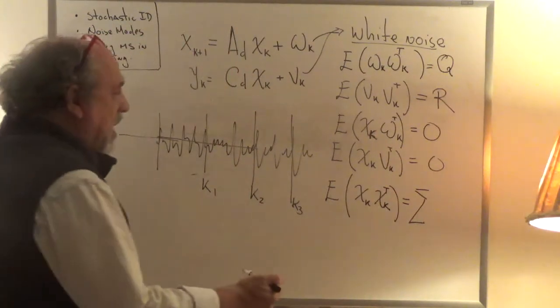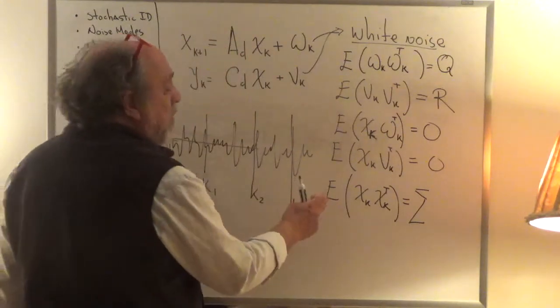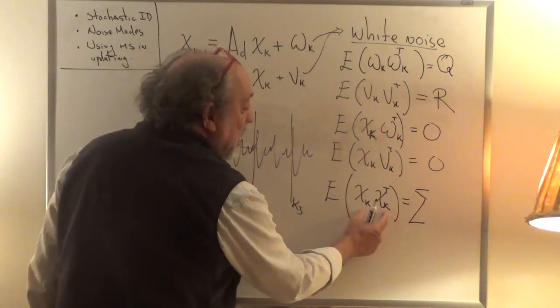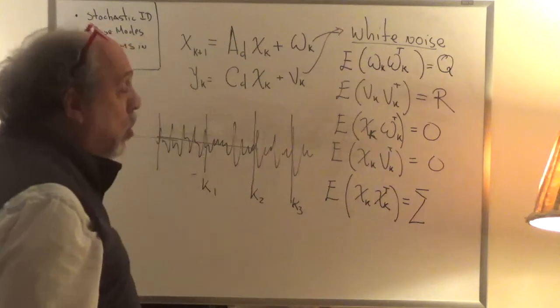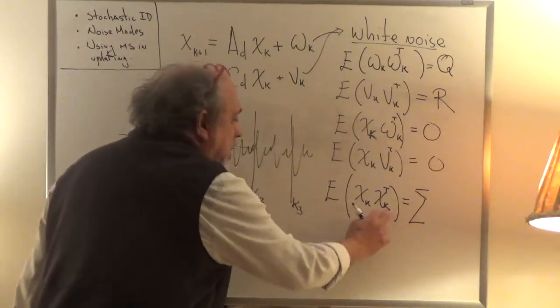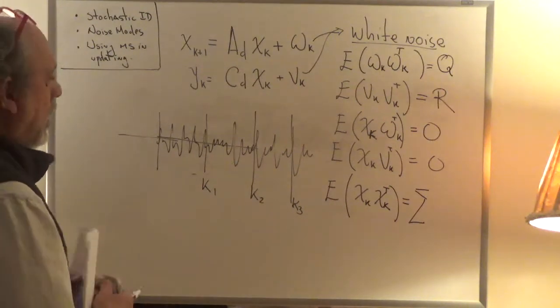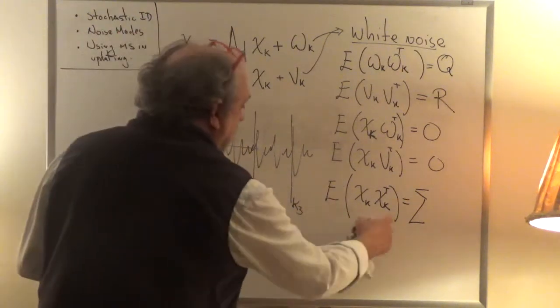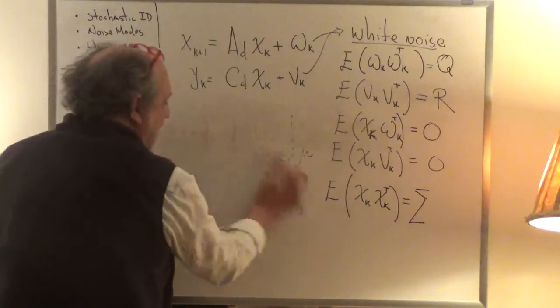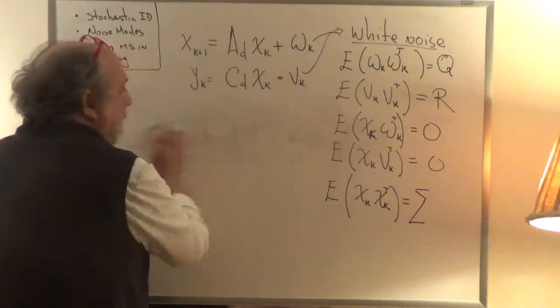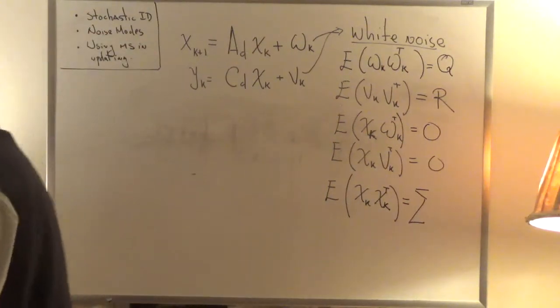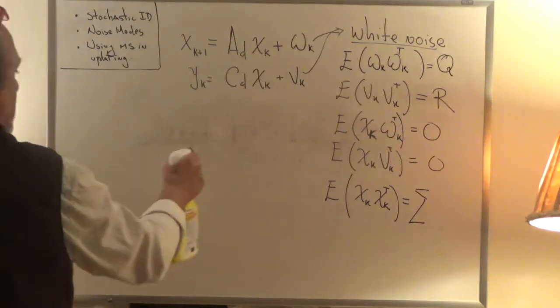Or actually, I shouldn't say its expectation. The expectation of x times x transpose is a matrix that does not depend on k. This is called stationarity. Okay? Clean a little bit here.